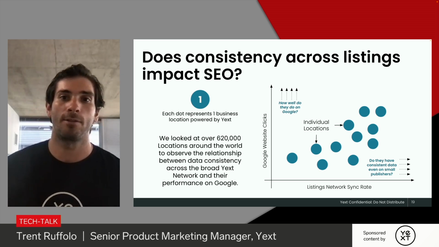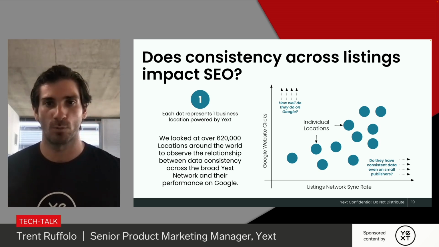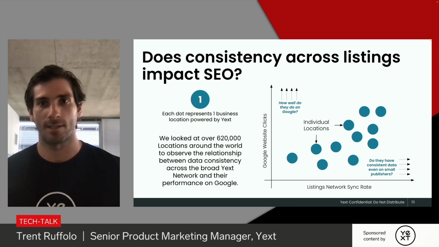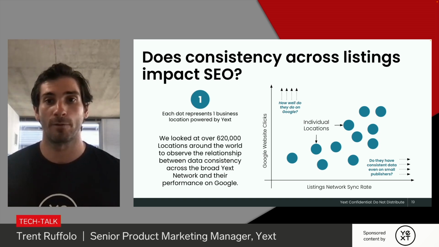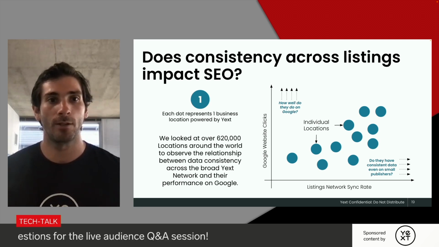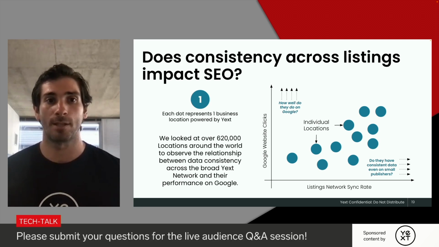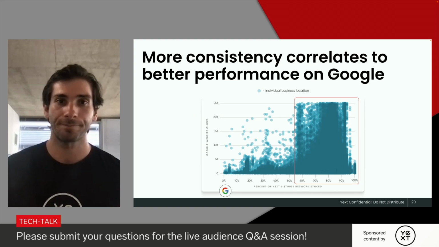And the further to the right you go, the more publishers that location was synced to, which means the more consistent their listings were. And then the further up that dot goes just indicates the better it performed on Google. And specifically, we looked at the number of website clicks that business was getting specifically from Google. And these were the results of that study.